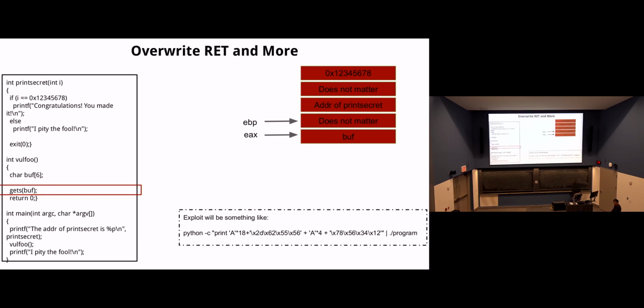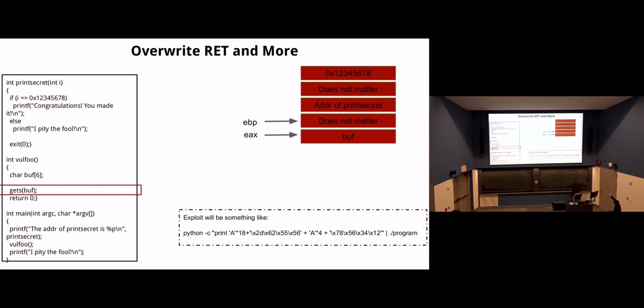So how are we going to have this exploit? We're going to override the buffer. We're going to override the old saved EBP. Doesn't really matter what the value is. Then we need to have the address of print secret. This one is 4 bytes. This one, I'm not sure how big it is. This one 4 bytes. This one 4 bytes.